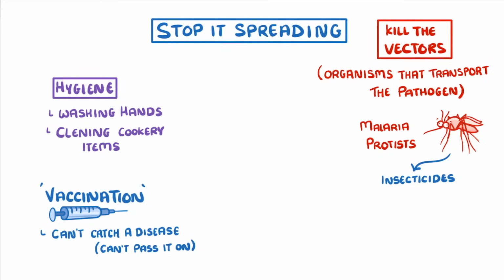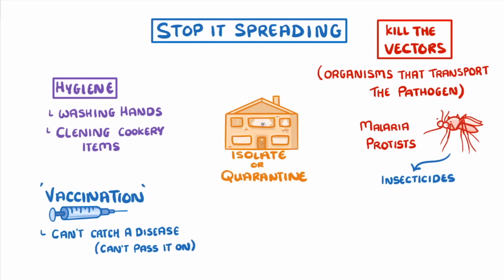If all of these methods fail though, and somebody does catch a disease, then what we can do is isolate or quarantine them. We generally tend to do this only if it's a really serious disease that could really harm other people if they get infected.